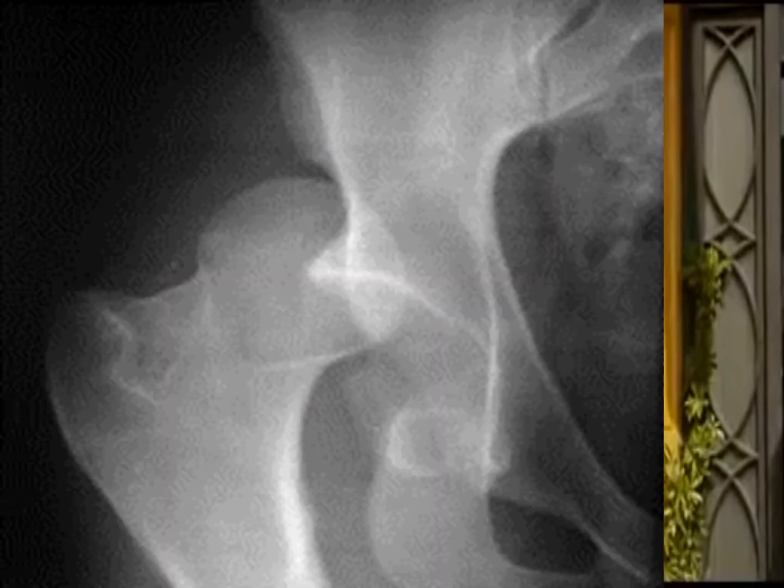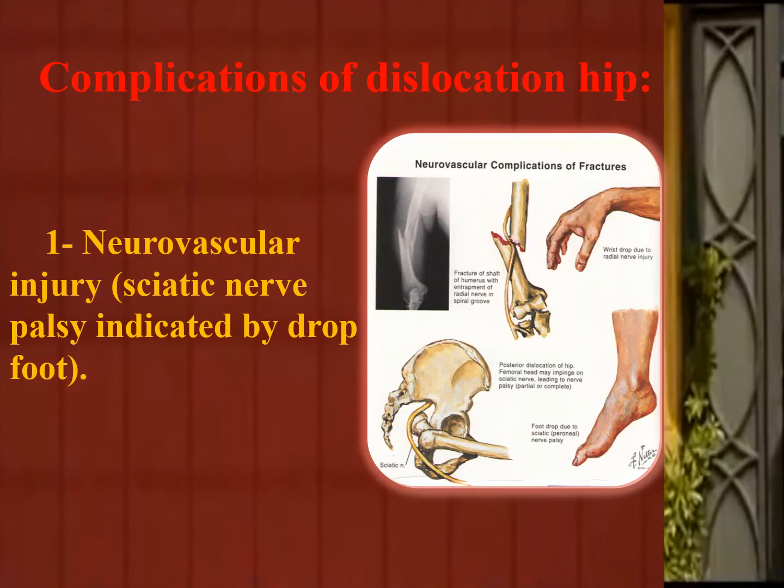Another example of posterior dislocation of the hip. If we come to the complications of posterior dislocation of the hip, we have to start with complications that endanger the patient's limb, especially the neurovascular complications. The most important neurovascular complication in posterior dislocation of the hip is sciatic nerve palsy, as indicated by foot drop.